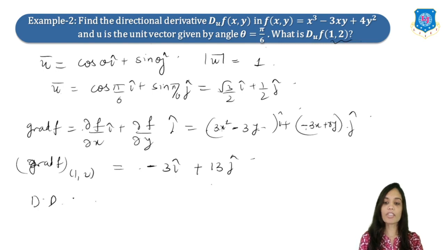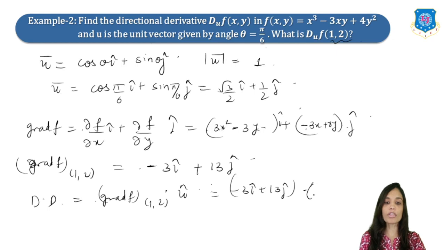So the directional derivative answer will be the gradient of f at (1, 2) dot u cap, right? Here our direction is in the direction of u bar. So minus 3 i cap plus 13 j cap dot u cap, meaning u bar upon mod u bar. So dot root 3 by 2 i cap plus 1 upon 2 j cap. Mod u bar is 1, so we don't have to put that, right? Now just do the dot product. So the last answer is minus 3 root 3 by 2 plus 13 by 2.